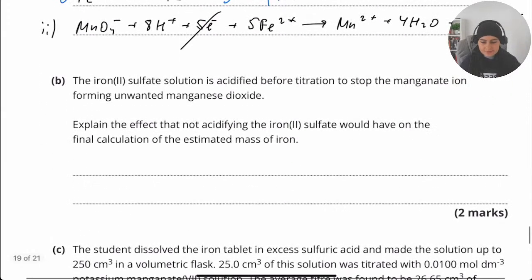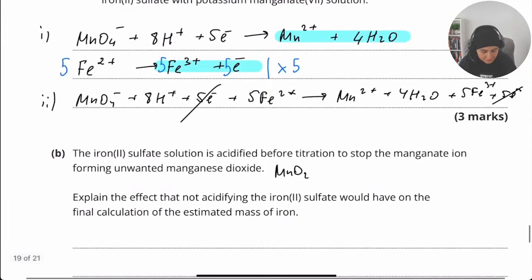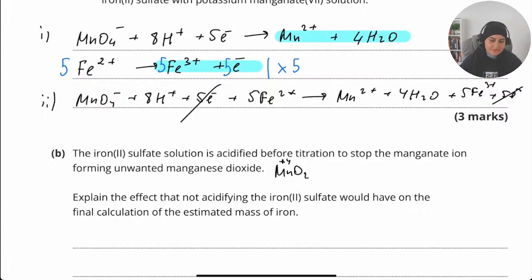Next part. The iron sulfate solution is acidified before titration to stop the manganate ion forming unwanted manganese dioxide. What is manganese dioxide? MnO2. Explain the effect that not acidifying the iron sulfate would have on the final calculation of the estimated mass of iron. Okay, you can read it again. So basically they say if we don't acidify the solution enough, then instead of forming Mn2 plus, we would form MnO2 with an oxidation state of manganese of +4. Fine, and they ask how that would affect the calculation of the final mass of iron.